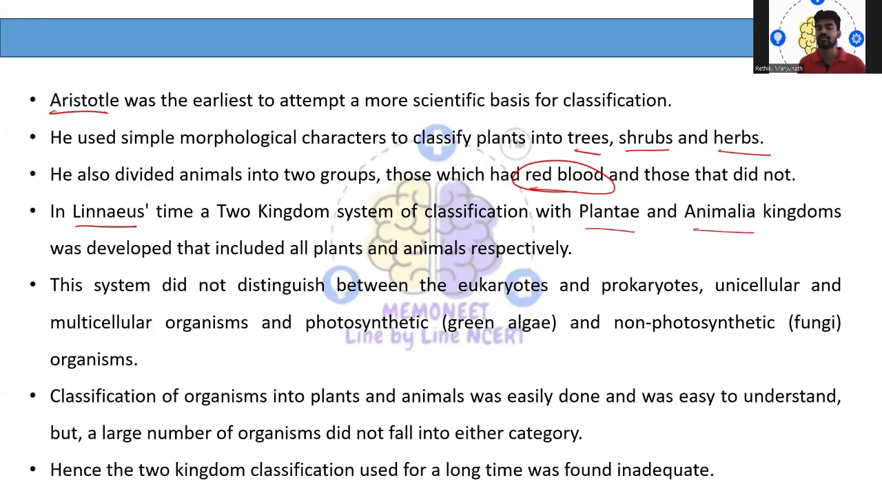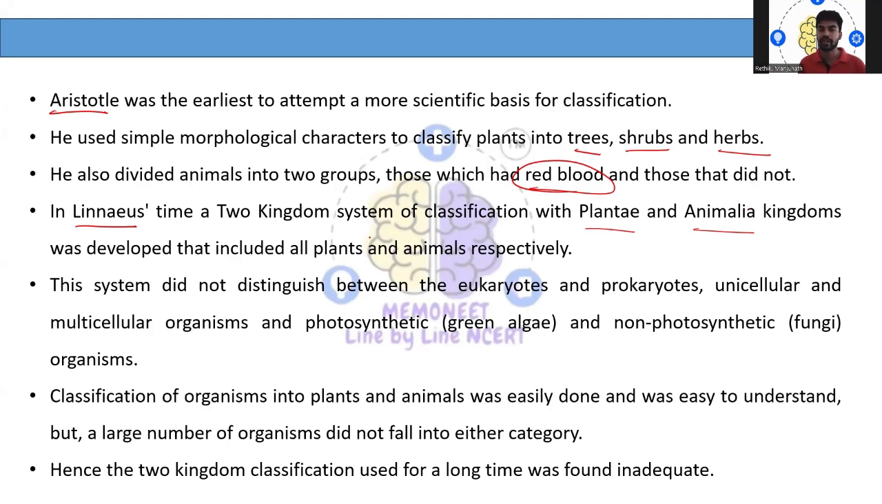But this system became very complicated when it did not distinguish between eukaryotes and prokaryotes, or unicellular and multicellular organisms. There were also photosynthetic organisms like green algae, and some fungi which were non-photosynthetic. Plants all perform photosynthesis to prepare their own food, but there were some fungi which were non-photosynthetic in nature. So he failed to explain all these things.